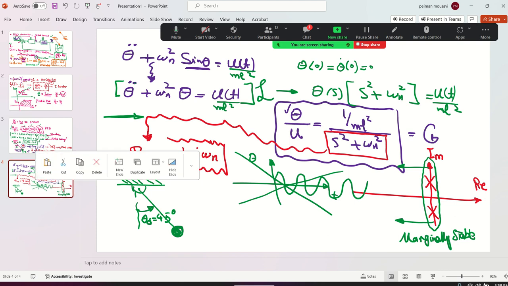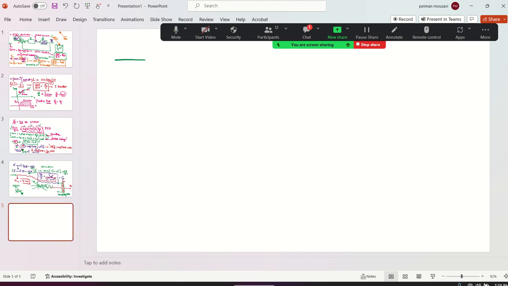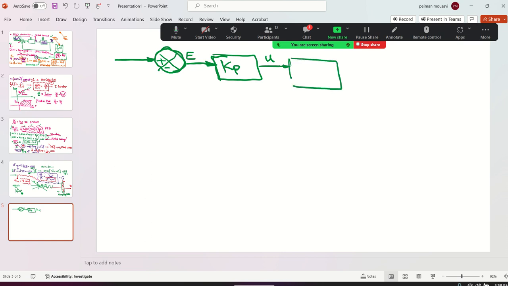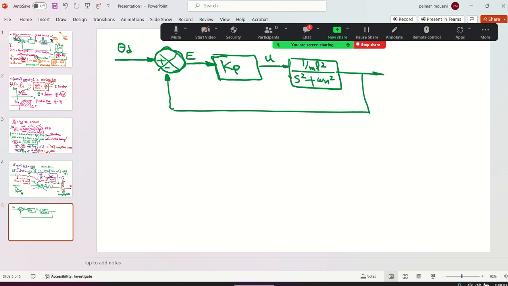Okay, so let's do that step by step. Suppose that you are teaching your boss, who has a bachelor's in business and has no idea what control is. You say, you know what, boss? I'm going to design a P controller. Remember, P controller, U over E, as I taught you, is KP. This goes to my open loop transfer function of 1 over ml squared times s squared plus omega n squared. Let's see what happens, theta d, theta, real.